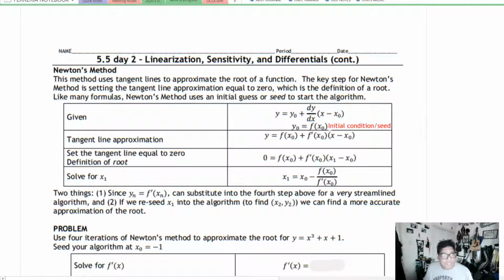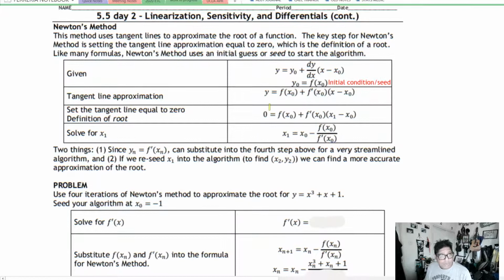Now, just to clean things up a little bit, that means our tangent line is going to be equal to f of x naught, which is the y coordinate, plus f prime of x naught. F prime of x naught, of course, is the derivative evaluated at x naught, multiplied by x minus x naught. So this is actually a very familiar formula. It will look super familiar, especially when we're in second semester of Calculus BC.